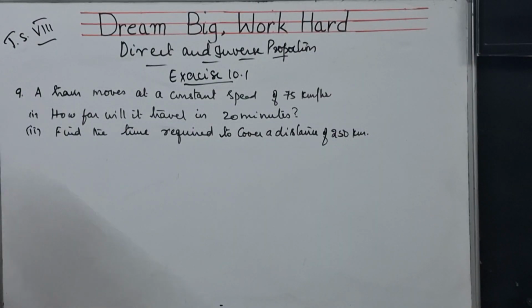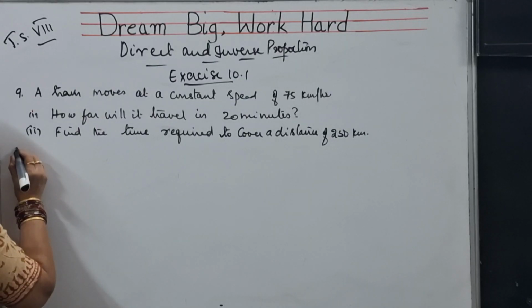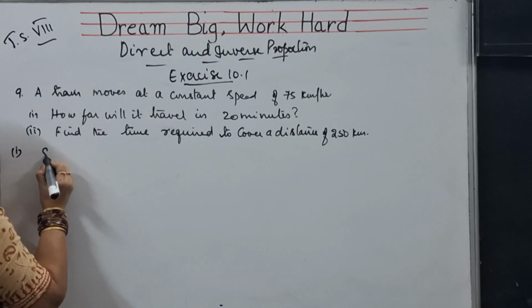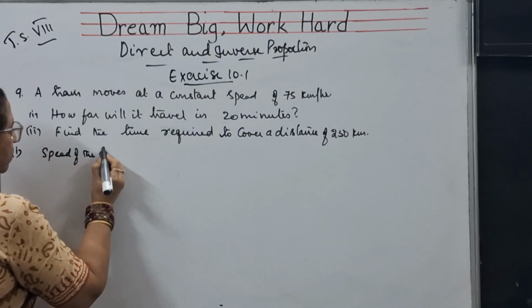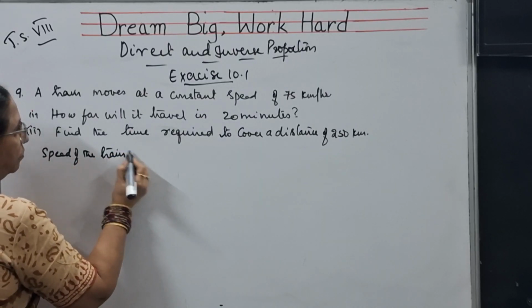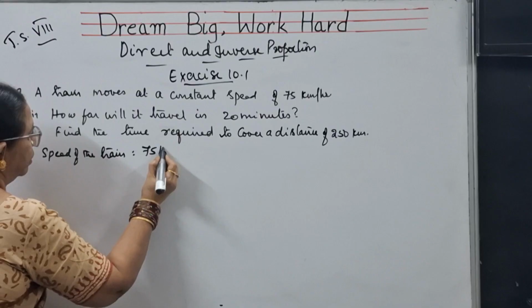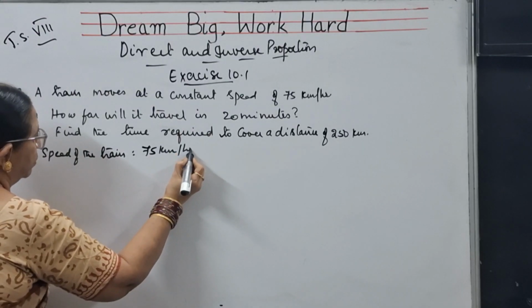Now ninth sum, children. A train moves at a constant speed of 75 kilometers per hour. First bit, how far will it travel in 20 minutes? Second bit, find the time required to cover a distance of 250 kilometers. So one by one we will do. First one we will do. So first we will write speed. Speed of the train is 75 kilometers per hour.